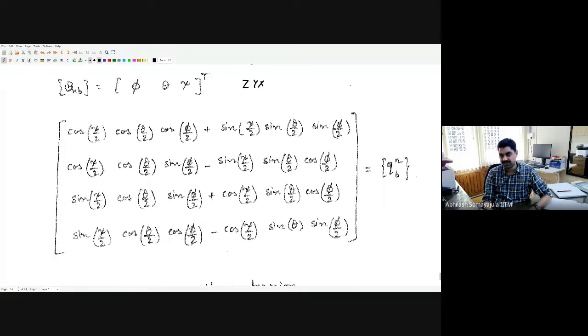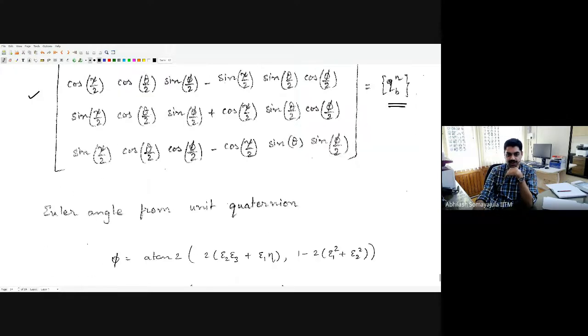So we are simply saying that I'm taking the quaternion for the corresponding three Euler angles, and it can be shown to be this big matrix here. So if I know the Euler angles phi, theta, and psi, I can plug them into here to get the value of the quaternion.